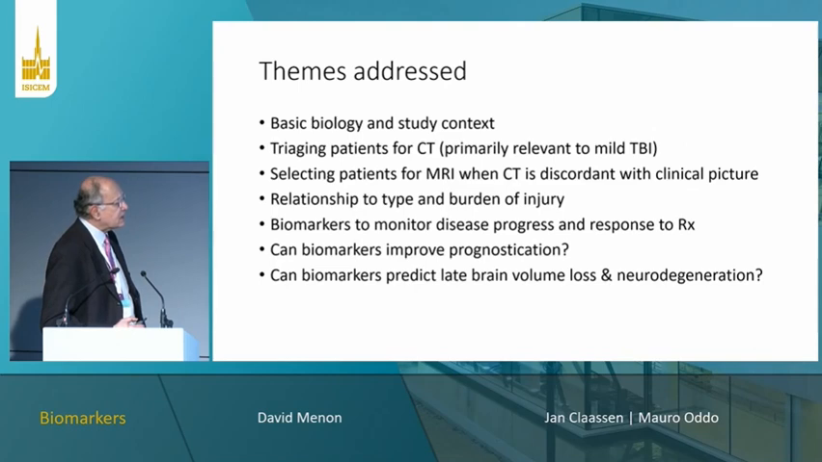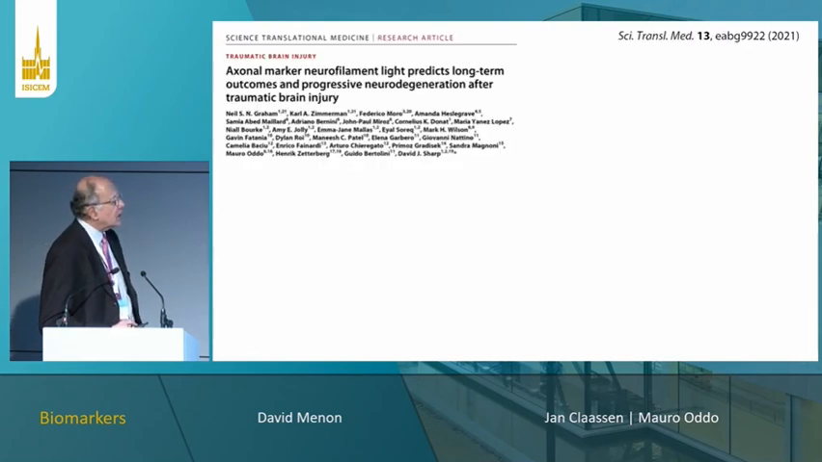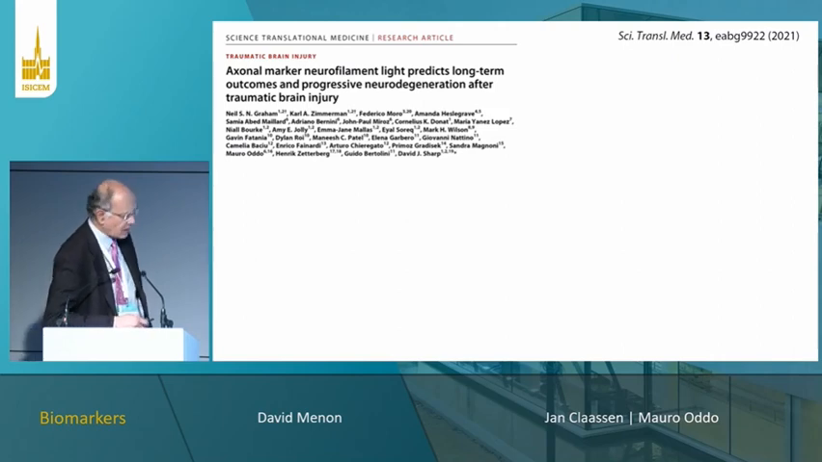In the last 30 seconds or so, I'll just talk about whether biomarkers can predict late volume loss in the brain and also neurodegeneration. And there are two pieces of evidence to support this. The first comes from this paper from David Sharp's group based on the CREACTIVE study and the BioAct study from Imperial College in London, published in Science Translational Medicine year before last.